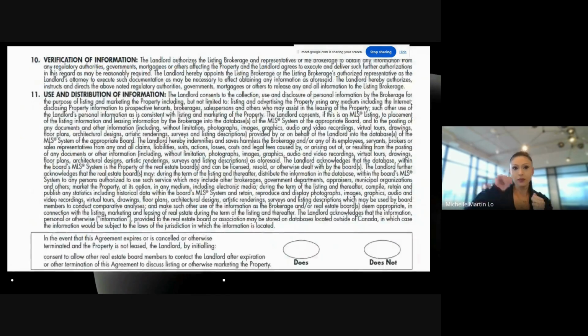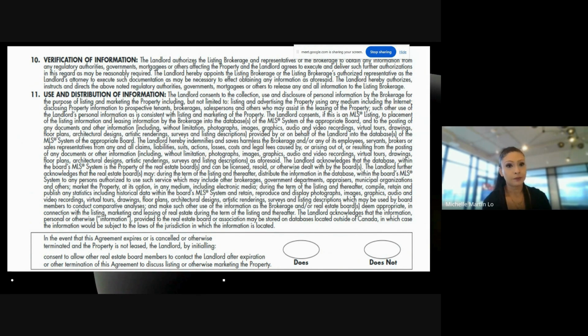Okay. Verification of information. What does that mean? This is for IDs, the driver's license, passport, or ID cards. Verification of information is pretty much stating that the seller is authorizing the brokerage or the listing agent to contact the city to get information for the property, like the deed and whatever, just to get more information on the property, so that they can verify all of it.